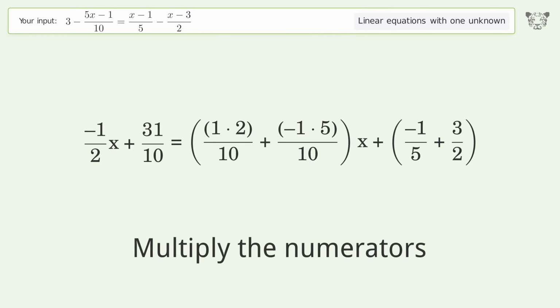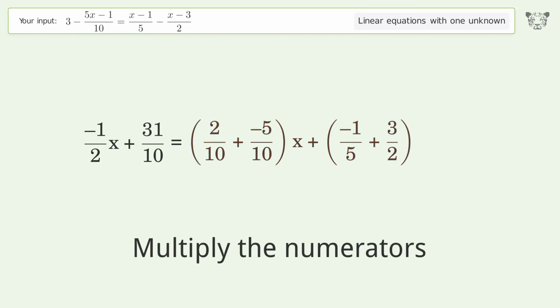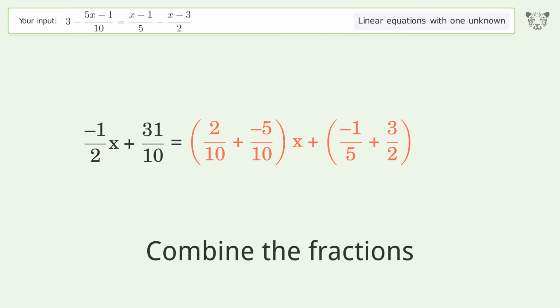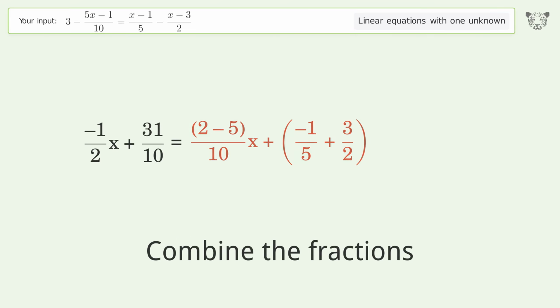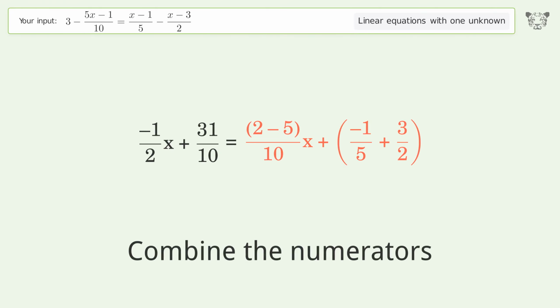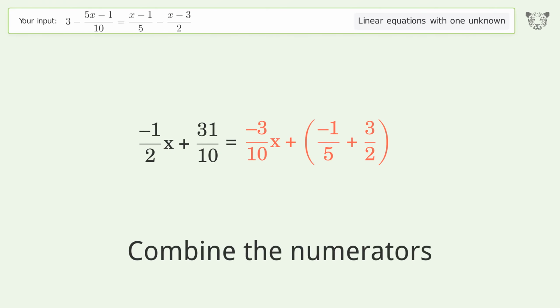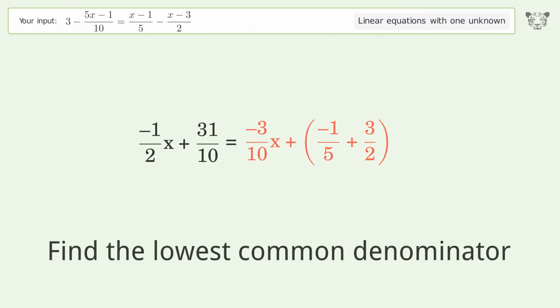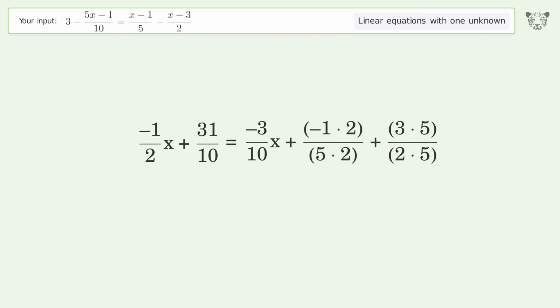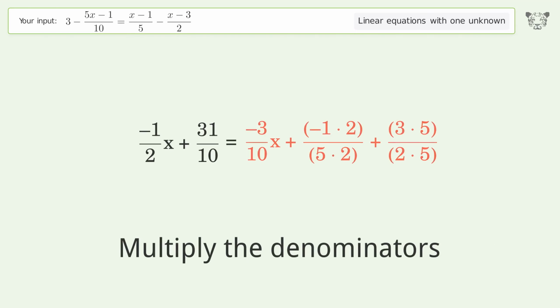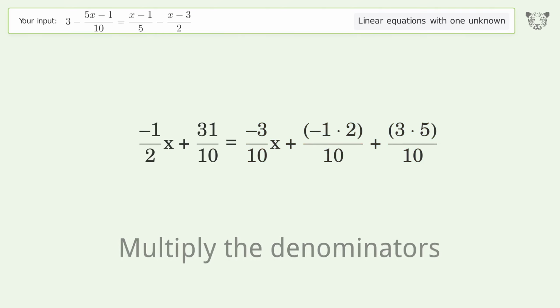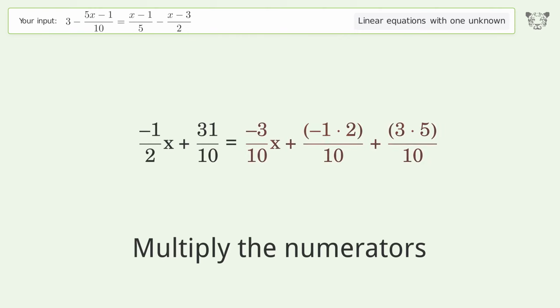Multiply the numerators. Combine the fractions. Combine the numerators. Find the lowest common denominator. Multiply the denominators. Multiply the numerators.